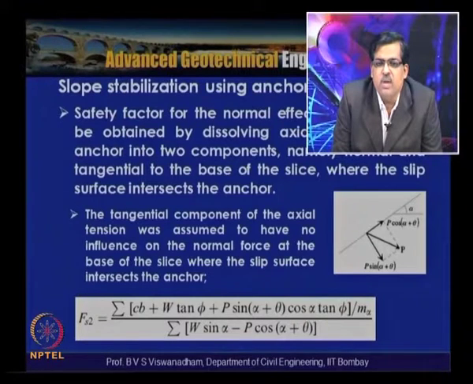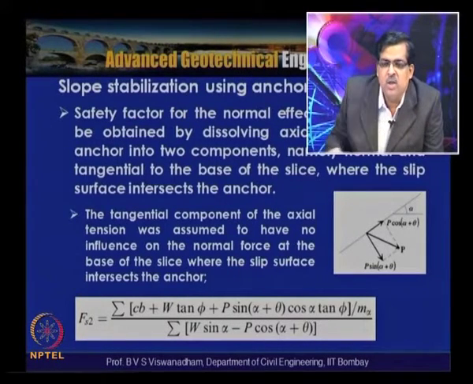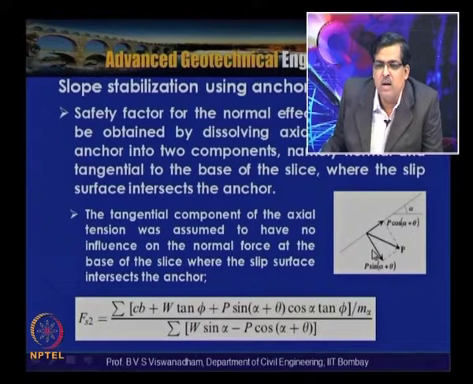So the factor of safety of the slope which is reinforced with the anchors can be obtained by the normal approach, by considering this particular type of resolving with the normal component of the anchor tension. We get this expression, where summation of Cb plus W tan phi plus P sin alpha plus theta cos alpha tan phi, divided by m alpha. Here you can see that both resisting forces and driving forces are getting modified. So this actually has the likelihood of giving a higher factor of safety.